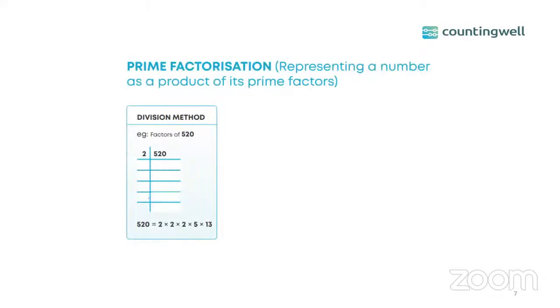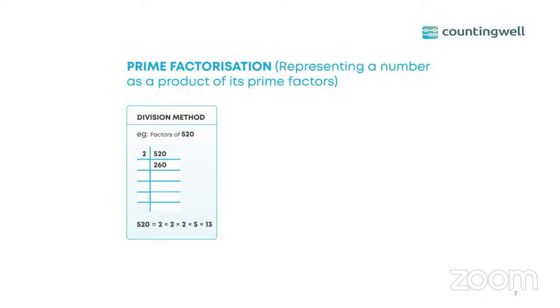Next, we will see prime factorization, that is, representation of a number as a product of its prime factors. So let us factorize the number 520 by the division method. Here we can see 2 is a factor of 520. 2 is the least number we can divide 520 by.